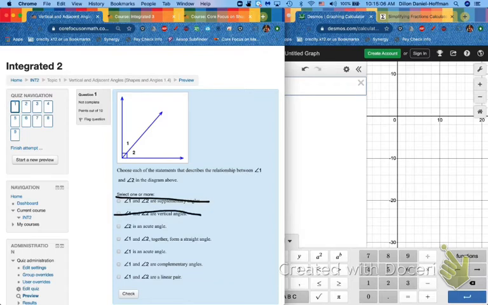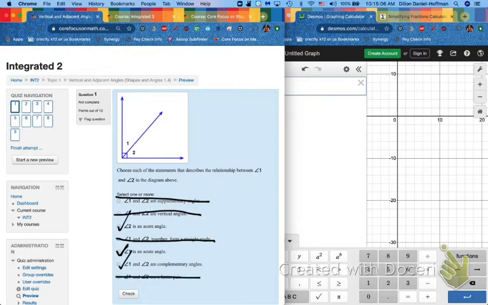Angle 2 is an acute angle. Well, if they add to 90 degrees, then they both have to be less than 90. And if they're less than 90, then they're acute. Straight angle is that straight line, so nope. Angle 1 also has to be acute. Complementary, yes. And not a linear pair.